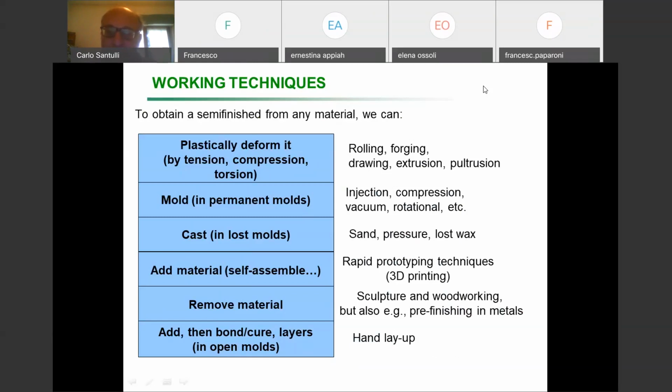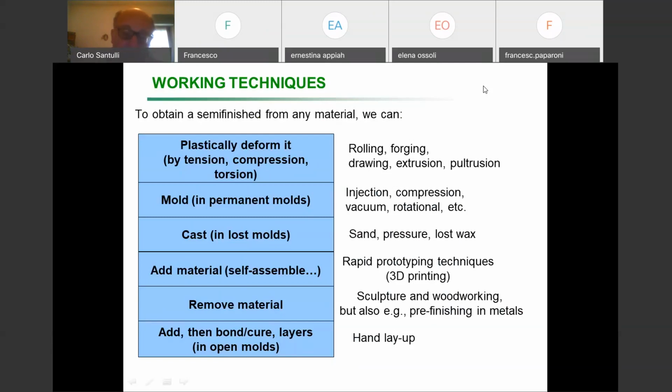Matrix, as you may know, is the bulk of the material, whilst the filler or the reinforcement is the material which is added to complete.